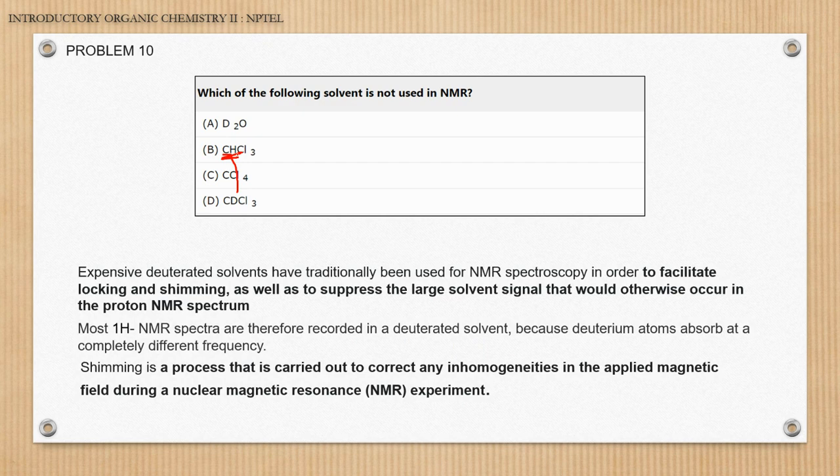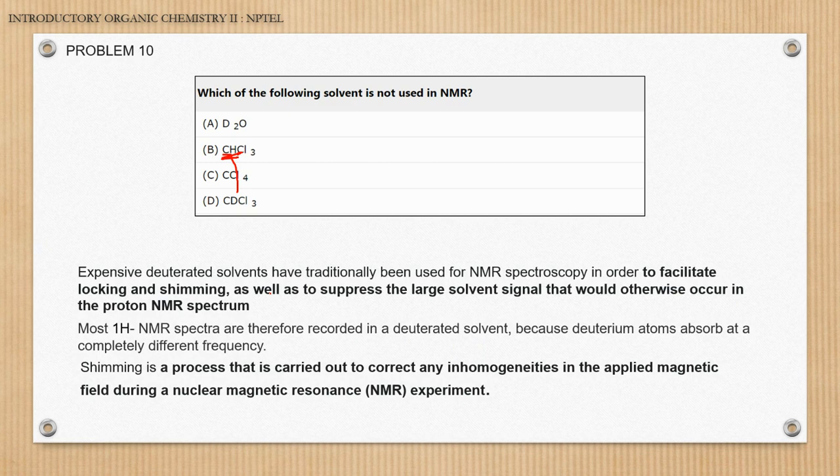And also to facilitate locking and shimming, which I think you have studied earlier, what is locking and what is shimming. If deuterated solvents are not used, then the locking, that is the standardization of the NMR, will not be done properly. Shimming affects the shape and intensity of your peaks. If there is no proper shimming in the spectrum, then the quality of that NMR is compromised.